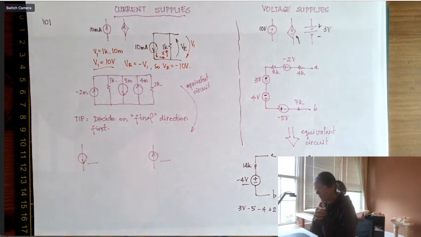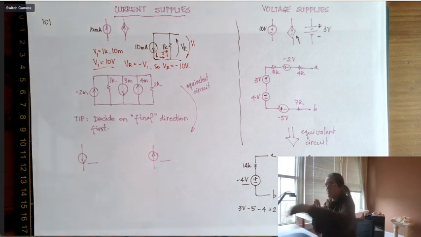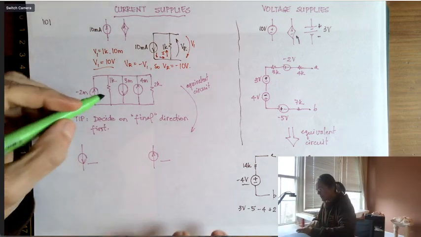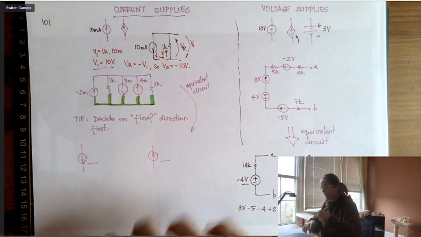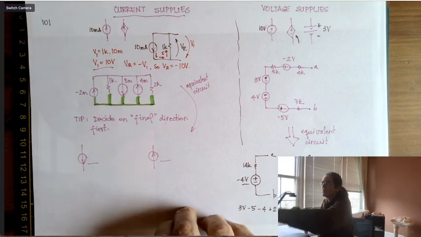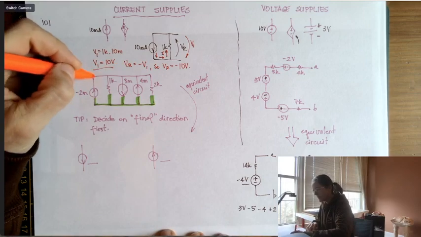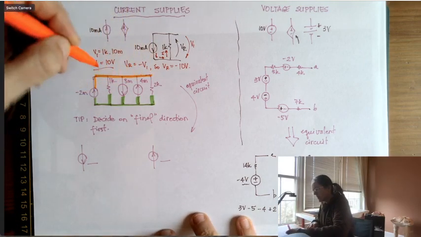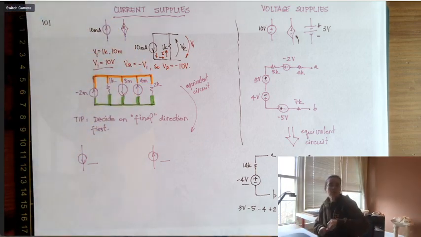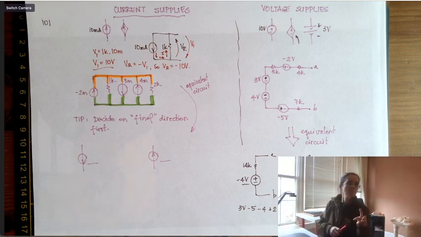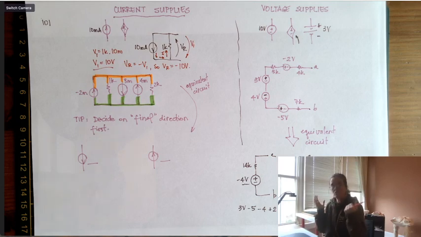And now let's talk about how to deal with several current supplies in parallel. So first of all, let's appreciate that these branches are all in parallel. This side here is my green node. The other side is going to be my orange node. That's good. So this is my orange side. And branches in parallel, the definition is any two branches, or more, that share two nodes, they're all in parallel.